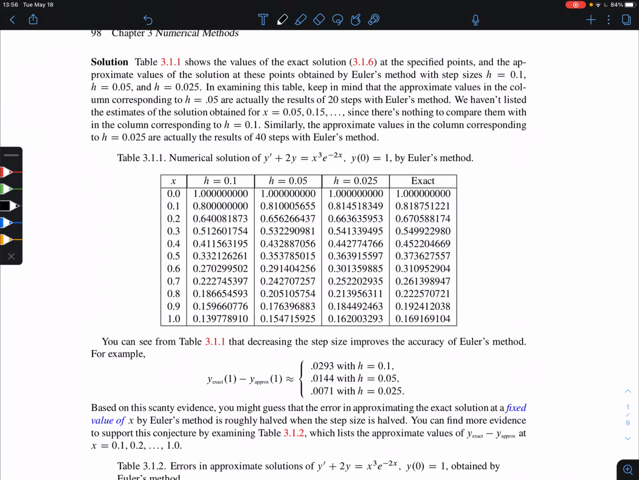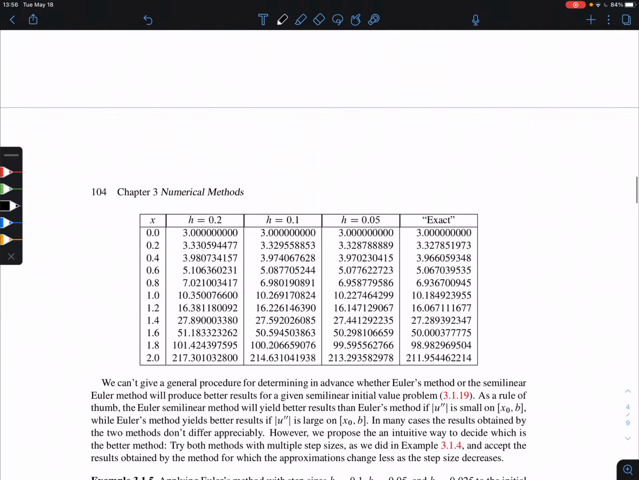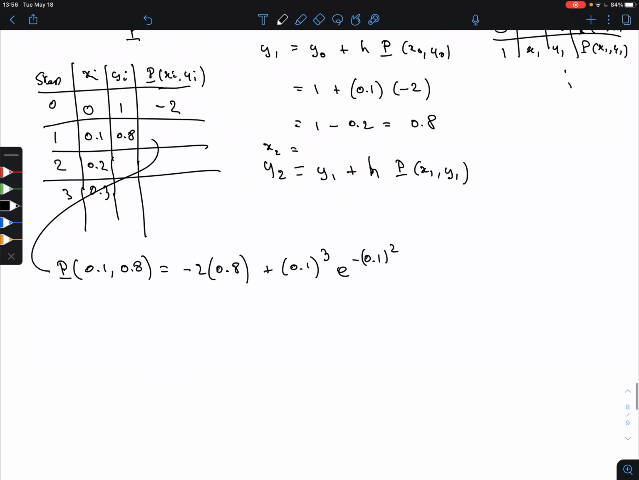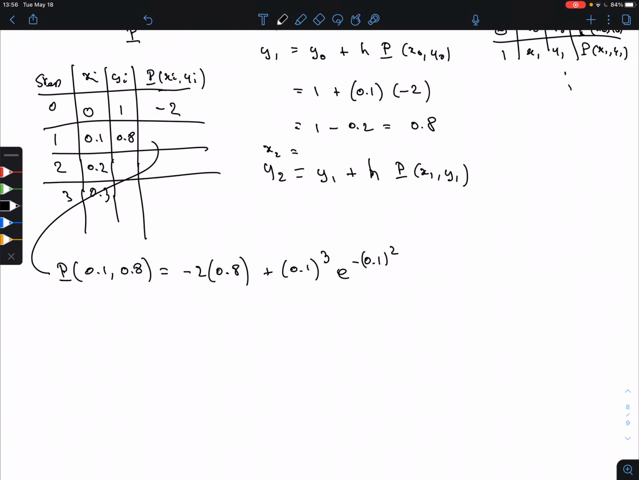So on top it said h is 0.1. The table is arranged differently, but you look in the first row. Remember, we said the y value is 0.8, y1. So in 0.2, the new value that we get is 0.64. Oh no, sorry, we have to still plug this into this formula. So I have to actually calculate this, that's a bit annoying.